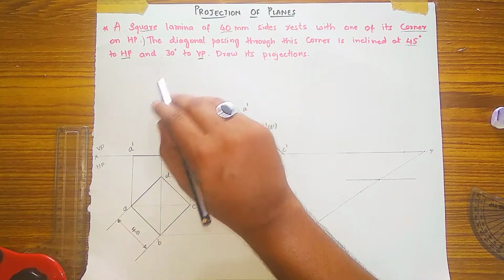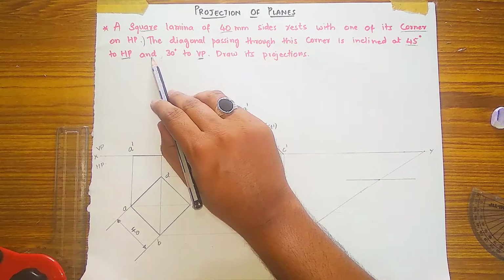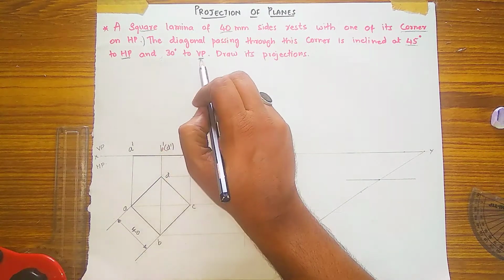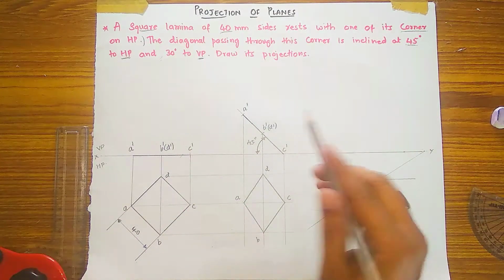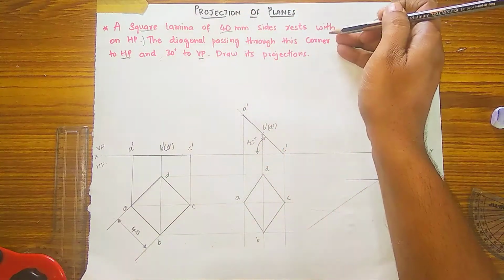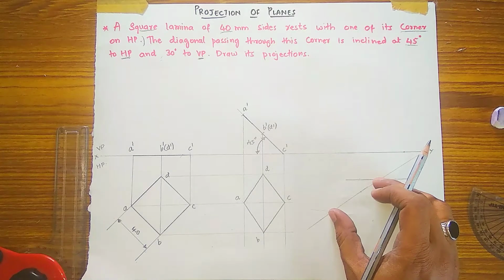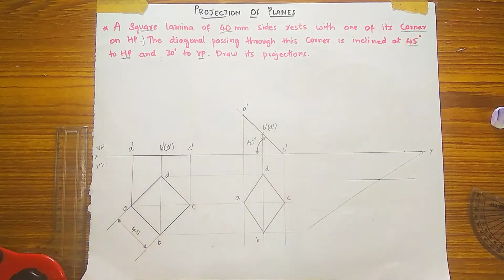He is not saying 'appears to be inclined at 30 degrees to VP'. Directly he is saying 'and 30 degrees to VP'. It is not appearing, so that's why, for the diagonal passing through this corner, you have to remove the extra angle. So how to remove that extra angle? I am explaining to you.